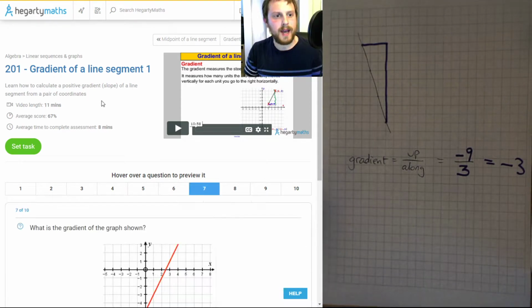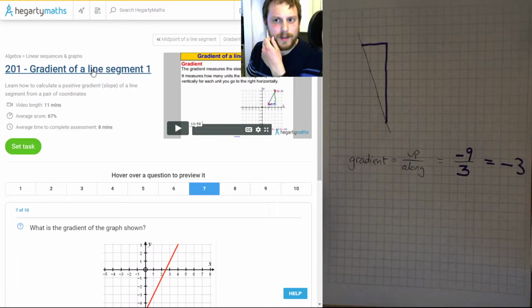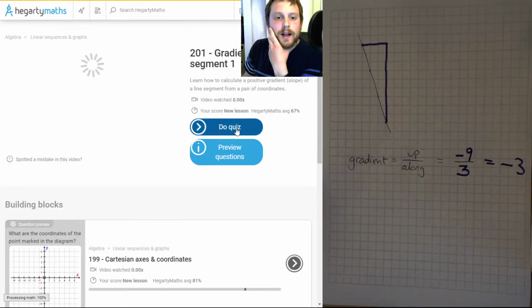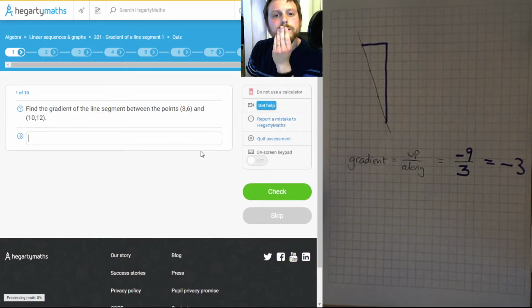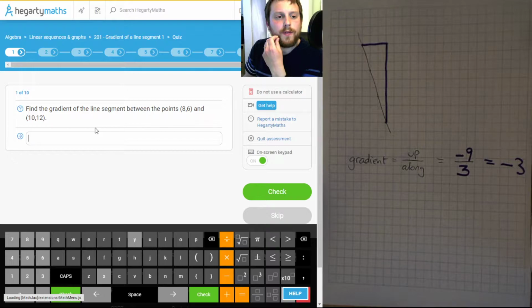So let's have a look at some Hegarty questions now, because I actually think we can pretty much answer most of them. Assuming it loads, so do quiz. Might have to refresh this. So find the gradient of the line segment between the points (8, 6) and (10, 12).